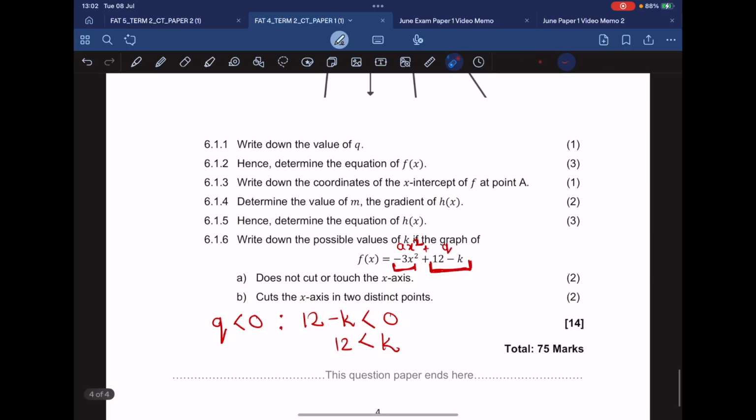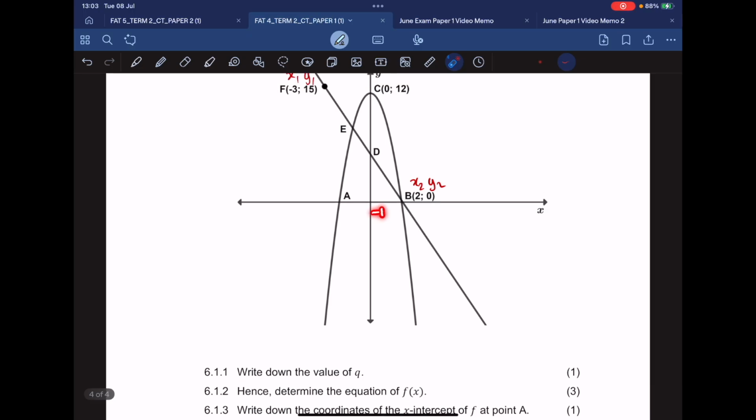And how does this work? K greater than 12 means any number bigger than 12 will make this true. Let's test it. If K is 13, which is greater than 12, 12 minus 13 gives me -1. And if Q is -1, I will have a parabola that looks like this. Let's quickly write it here: -3x squared, and 12 minus 13 is -1. So that means my Q value will be -1. In other words, if -1 is here, my parabola will turn at -1, meaning it will never cut or touch the x-axis.